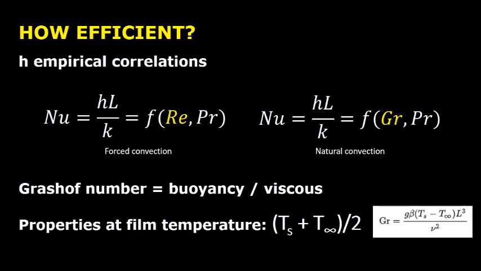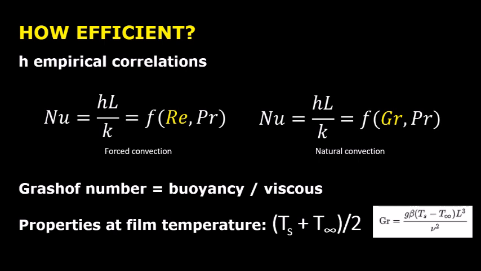Now, the Grashof number can be calculated using the expression I'm giving you there: gravity, so 9.8 meters per second squared, times beta, the coefficient of volume expansion, times the temperature difference between the surface and the fluid, times a characteristic length to the third power, divided by the kinematic viscosity squared.